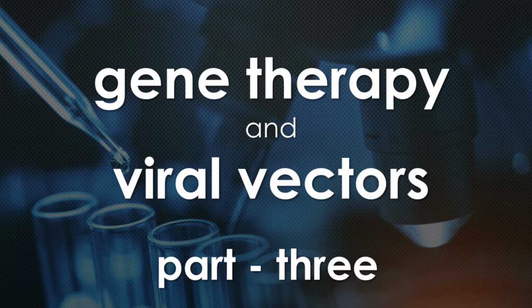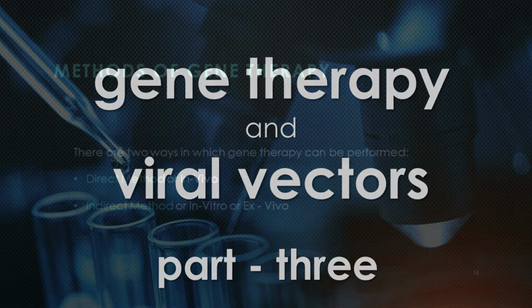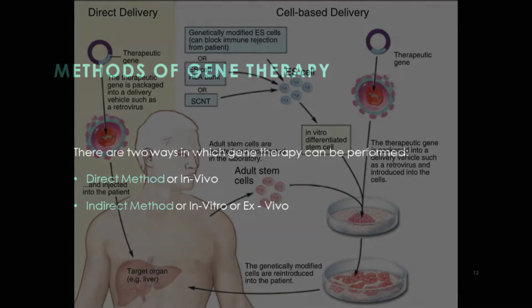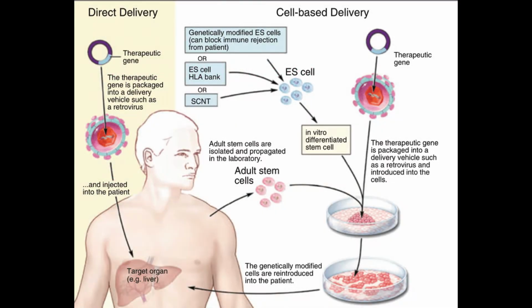So there are two methods to perform gene therapy. One is called the in vivo gene therapy or the direct method, and the other is called the indirect method or the in vitro or ex vivo method. Now, before we continue, I'd like to explain a few terms that I have just spoken about. In vivo means inside the body, in vitro means inside glass.